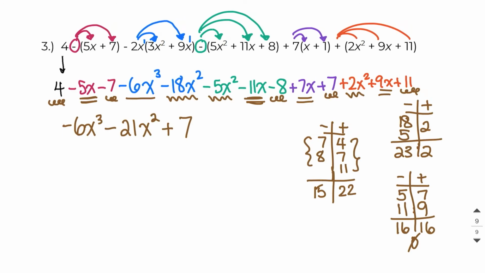Quick note, we can also just say this minus 7 and this plus 7 cancel each other out. So here we would have 8. Here we would have 15, and 15 is still bigger than 8 by 7. And there's no other like terms, so this right here is my final answer.